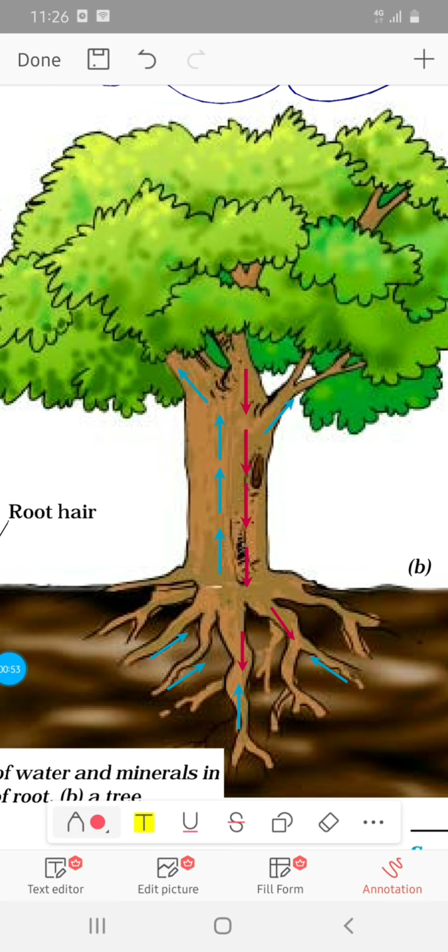So think about the tall trees. From the soil they absorb the water and it must reach the leaves for making their food. And when food is produced in the leaves, it must be sent to all parts of the body, to the roots or branches, all parts of the body. That means what? There must be a transport of materials.